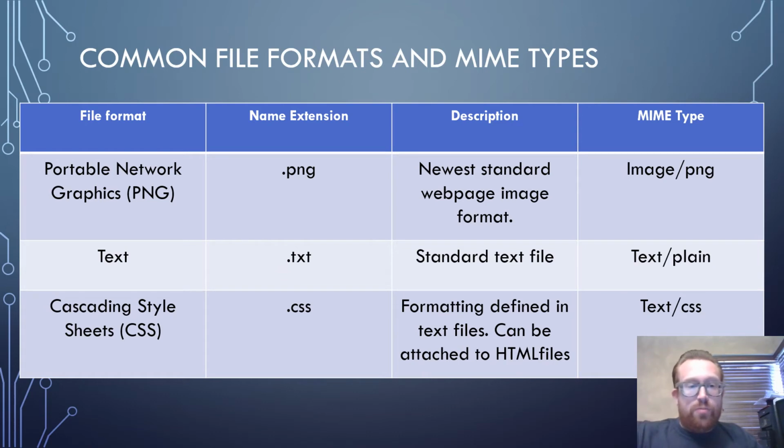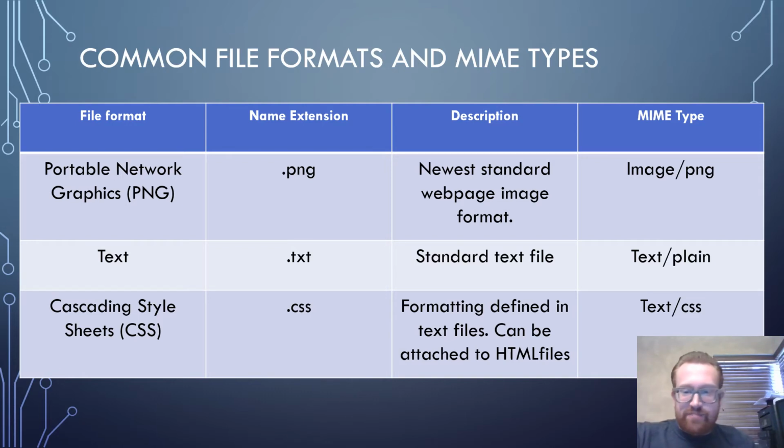Next is Portable Network Graphics, or PNG. This is a .png file. This is the newest standard web page image format. PNGs are starting to become more and more popular. The MIME type for this is image/png. Text files, .txt. This is just a standard basic text file like you would do in Notepad. And the MIME type is text/plain.